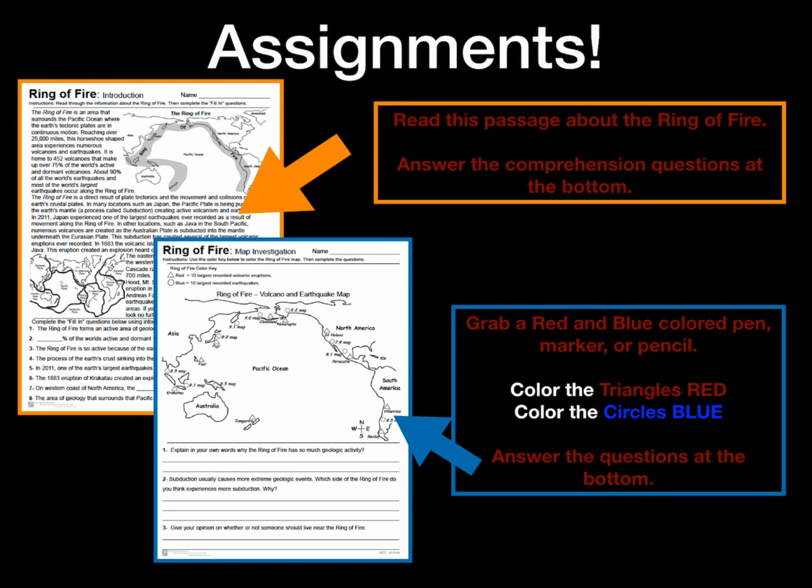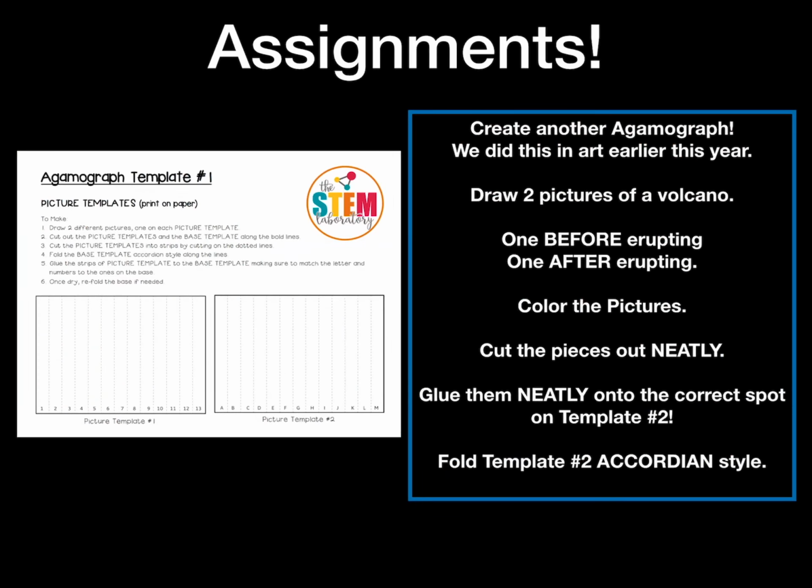And then the one that has the blue border, the blue arrow, you're going to get a red and a blue coloring device, anything you want, pen, color pencil, crayon, whatever. You're going to color the triangles red. Those represent the 10 largest recorded volcanoes. And then you're going to color the circles blue, and those represent the 10 largest recorded earthquakes. So not only does the Ring of Fire have to do with volcanoes, it also has to do with earthquakes. And then you're going to answer the 3 questions there at the bottom. Send a picture of it to me, and I will grade it.